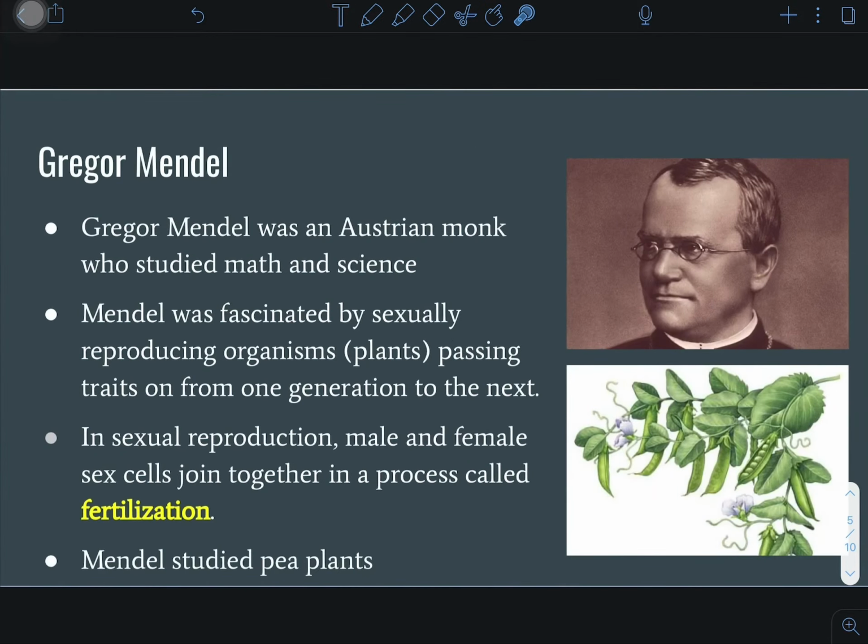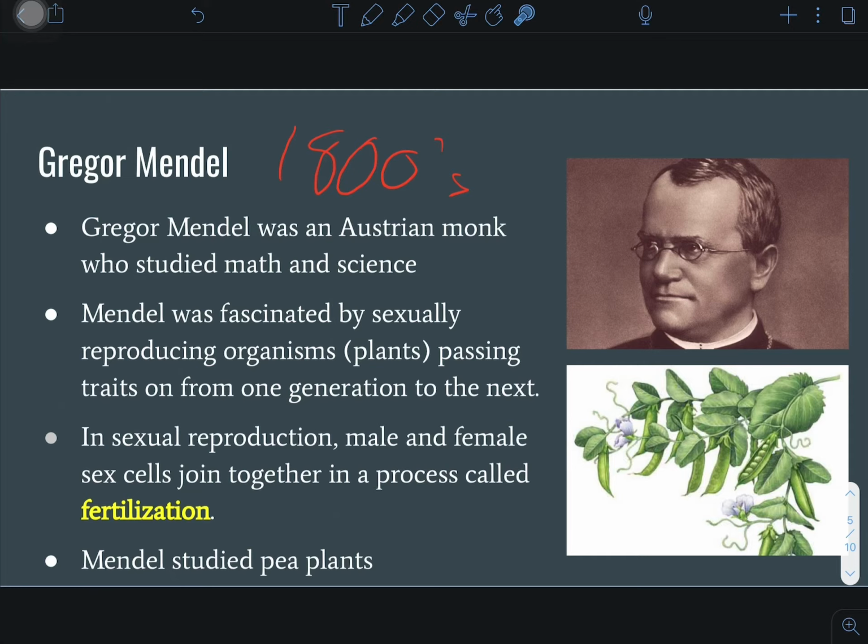So Gregor Mendel, and we're talking now the 1800s, okay? So this is still a really long time ago. Gregor Mendel, again an Austrian monk, was a teacher. He studied math, he studied science, and he was fascinated by sexually reproducing organisms, specifically plants, and how they pass on traits from one generation to the next. Now, he studied pea plants, and it's very convenient that he studied pea plants because pea plants are this perfect kind of organism in terms of how they pass traits on.